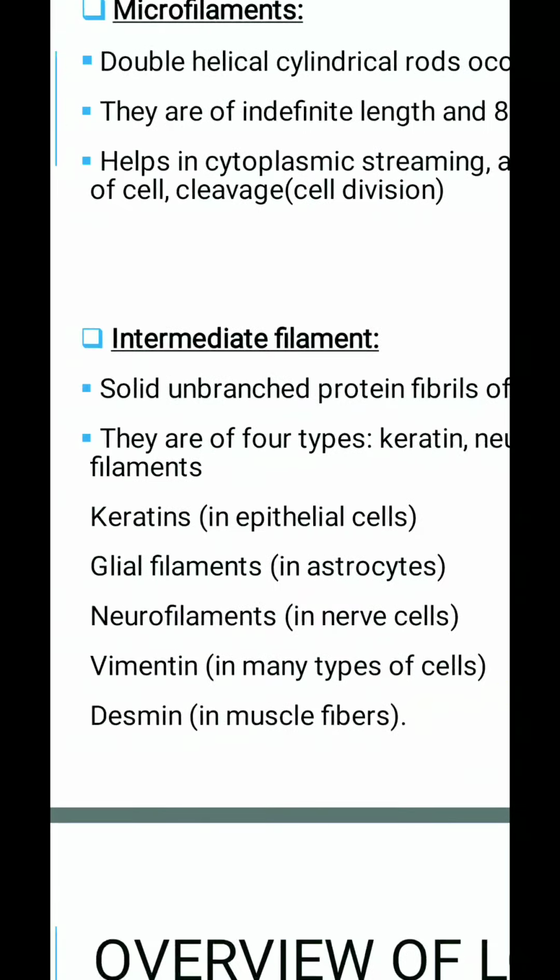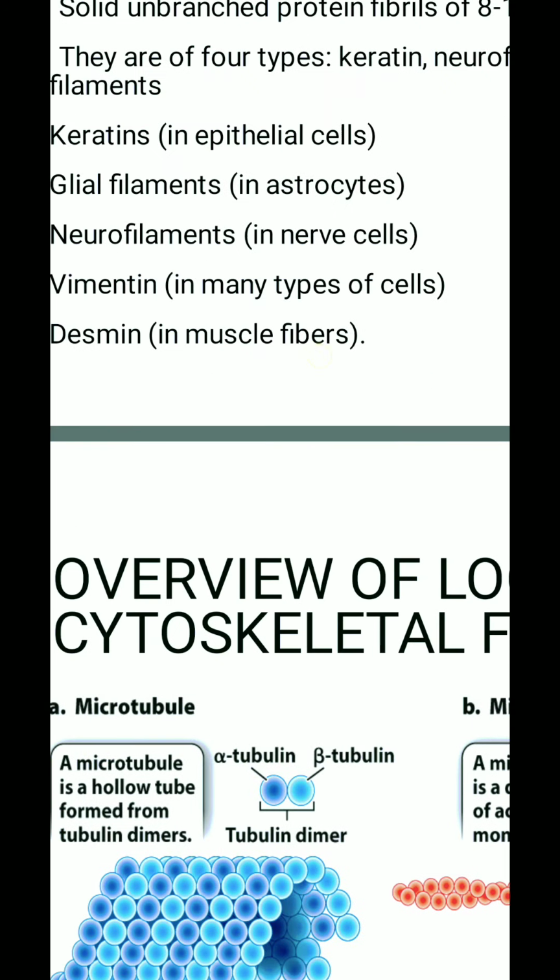Varieties of cells have different kinds of intermediate filaments: epithelial cells have keratin, astrocytes have glial filaments, and nerve cells typically have neurofilaments. In certain kinds of cells vimentin filament is present, and in a few muscle fibers desmin is present. So these are the variety of intermediate filaments. Based upon the type of cell and their function, they are given different names.